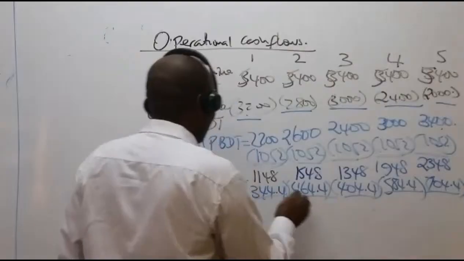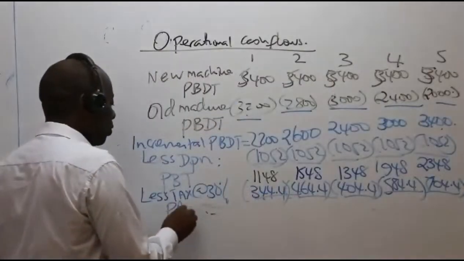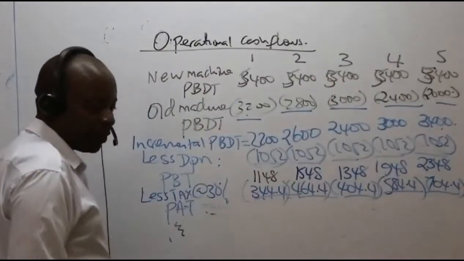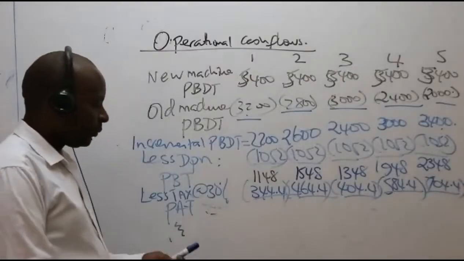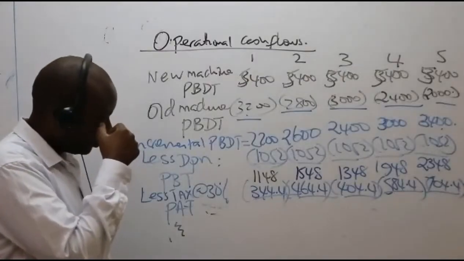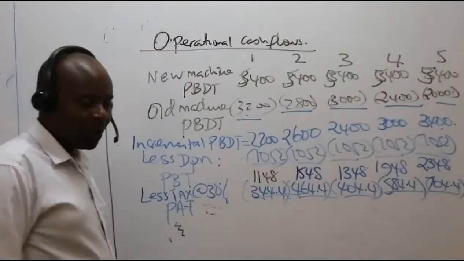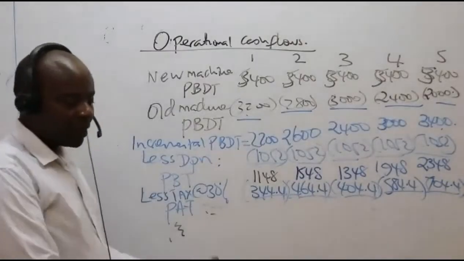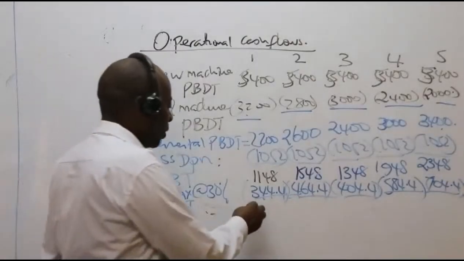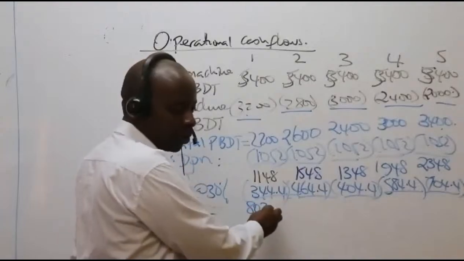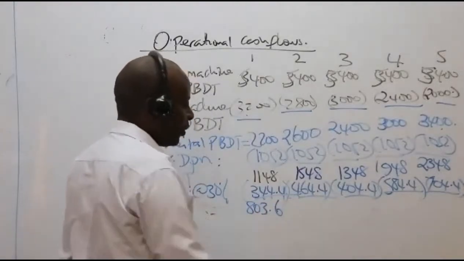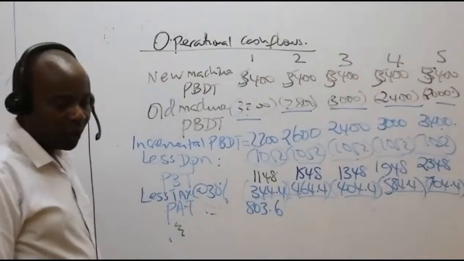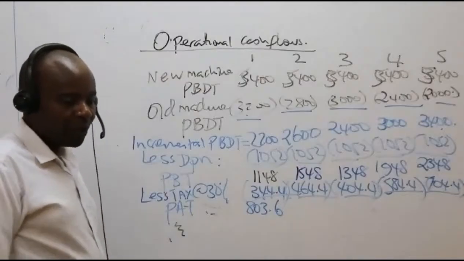When you subtract like that, now you should be able to give us what we call profit after what? Profit after taxation. So this one here I'm told is 803.6. Thank you very much. Go to the second one.